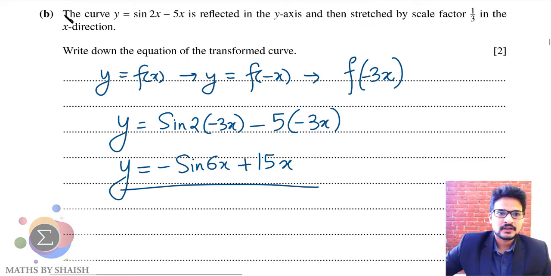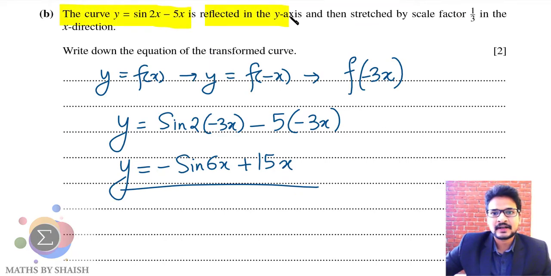Now the b part: the curve y equals sin 2x minus 5x is reflected in the y-axis and then stretched by a scale factor of 1 by 3 in the x direction. So again, we need to understand what reflection and stretching mean. If y equals f(x) and it is reflected in the y-axis, it is y equals f(minus x).